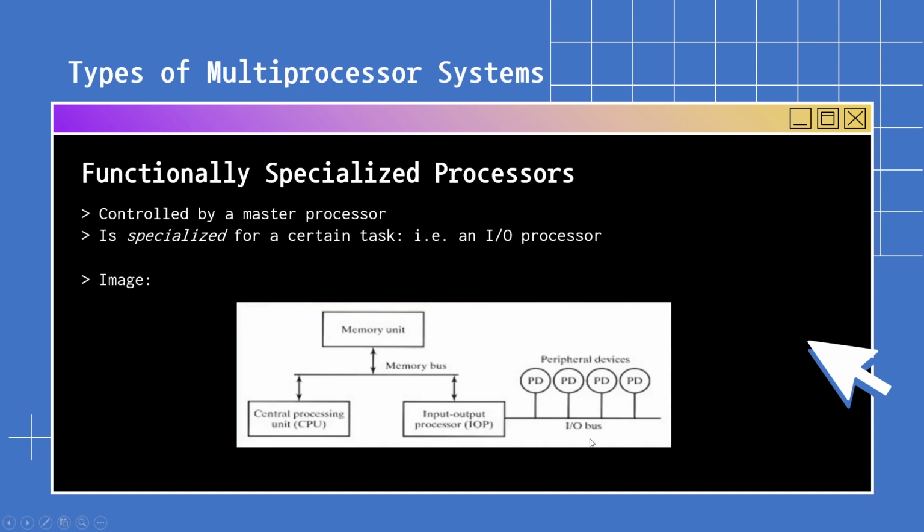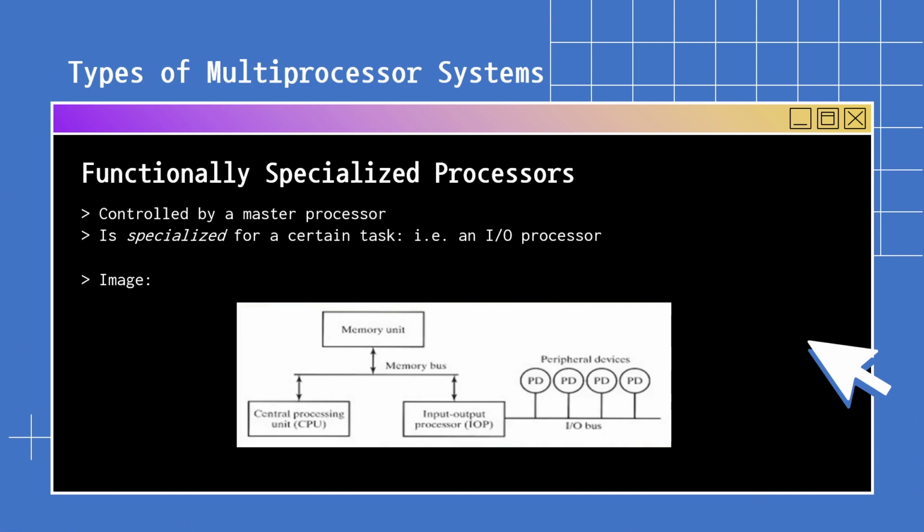So in this diagram over here, it shows an I/O processor, which is in charge of all I/O inputs. As you can see here, all the peripheral devices are connected to the I/O bus, which is connected to the I/O processor. The I/O processor is then controlled by the central processing unit, which is its master processor, and they both access the memory unit at the same time. So this is the main difference between this and the loosely and the tightly coupled processors.